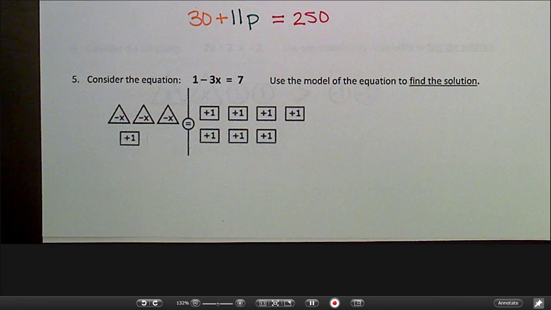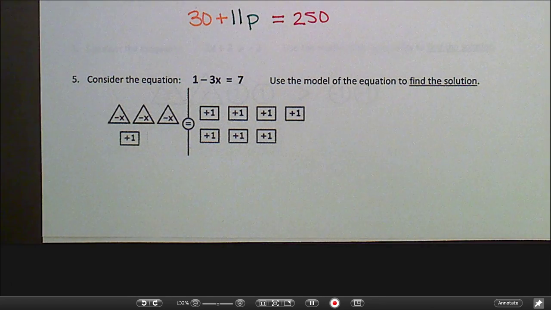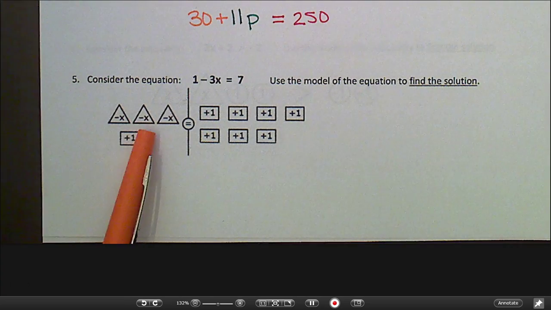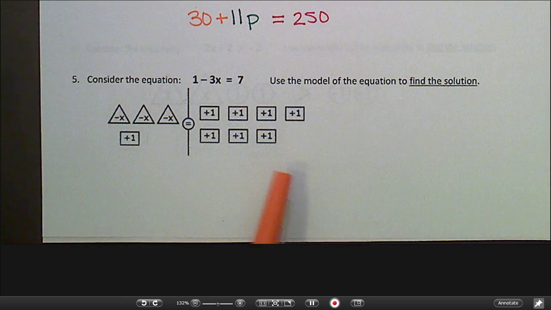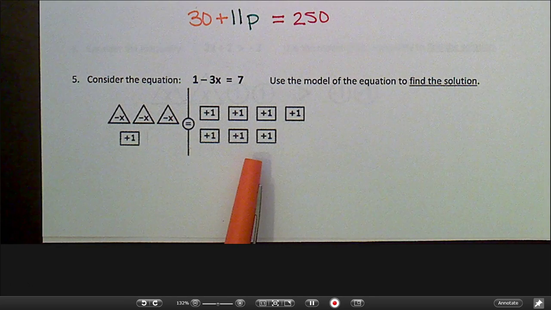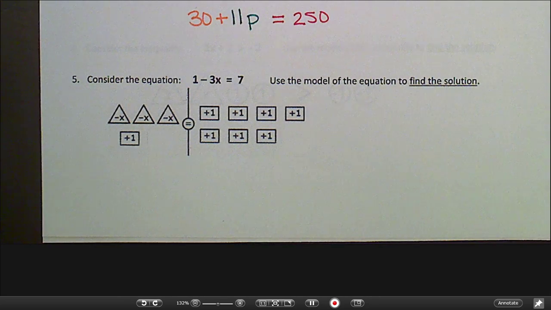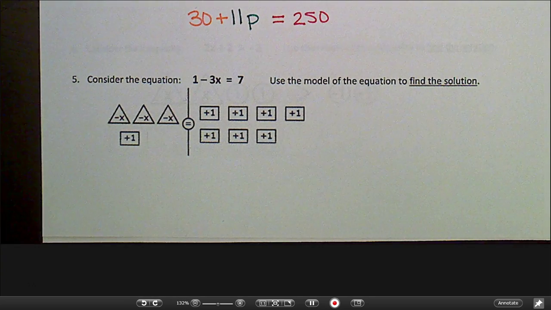All right, let's look at number 5. Here we have algebra tiles, and it's showing us 1 minus 3x equals 7. So I have my positive 1, I have negative 3x's, and then on the other side of my equal sign, I have 7 positive 1s. There are multiple ways to solve this. We're going to solve it first using the algebra tiles, and then we will do it with numbers as well.